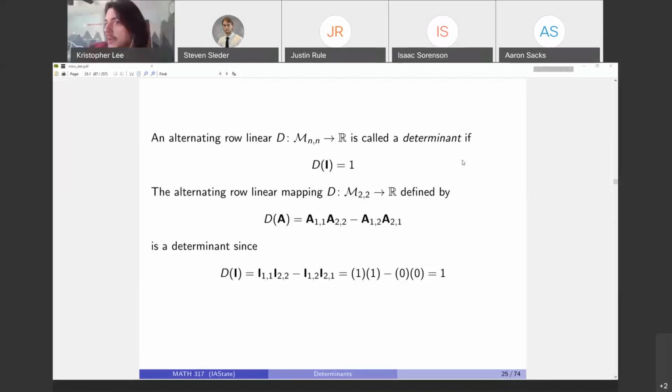So where are we at? Where are we going with the story? All right, so we finally arrived at the definition of what a determinant is. By a determinant, we mean a very specific type of function.